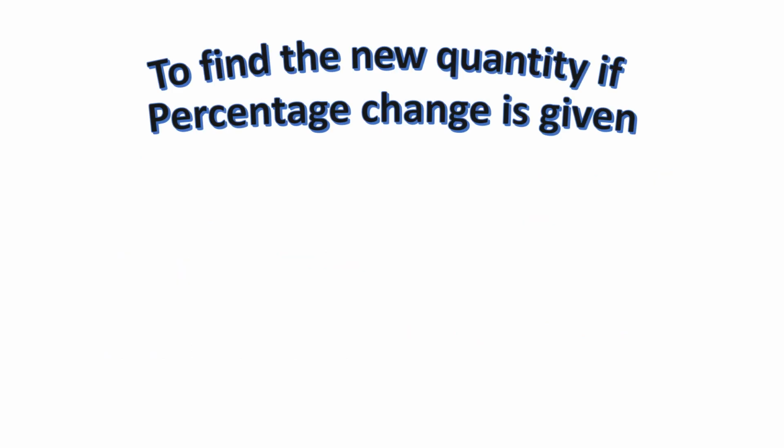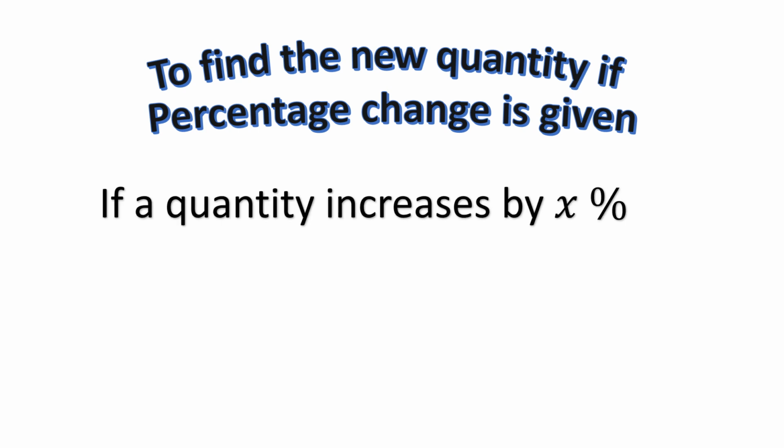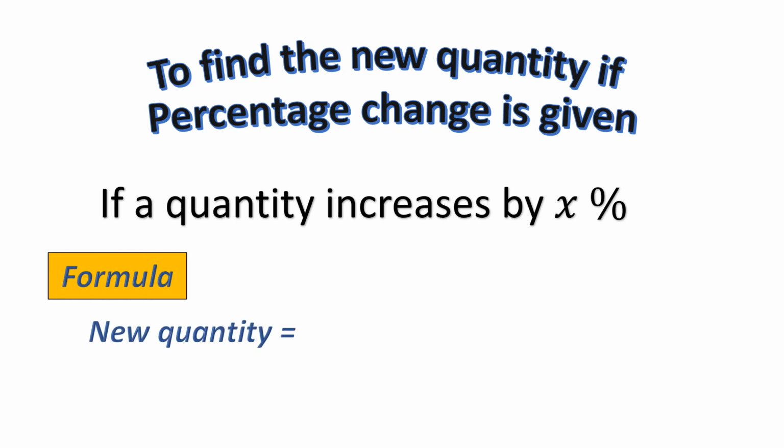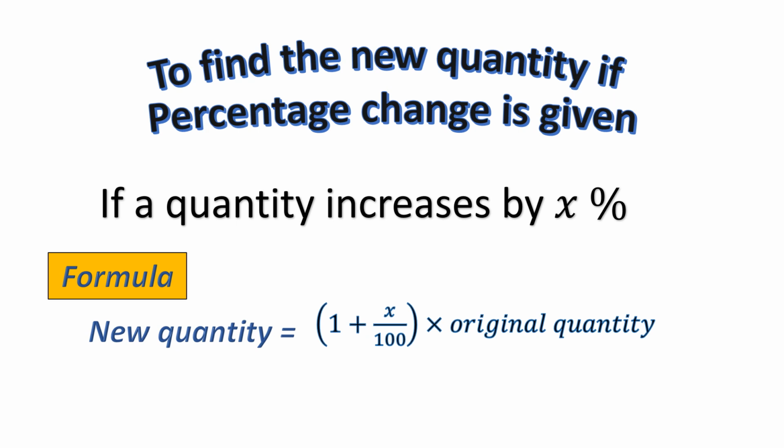Now, if you are asked to find the new quantity when the percentage change is given, for example, if a quantity increases by X%, what will be the formula? New quantity is equal to (1 plus X divided by 100) in brackets, multiplied by the original quantity. Sounds complicated? Let's make it easier.